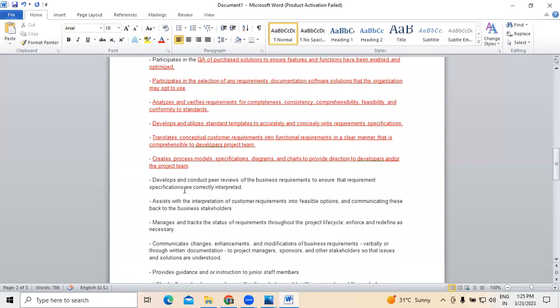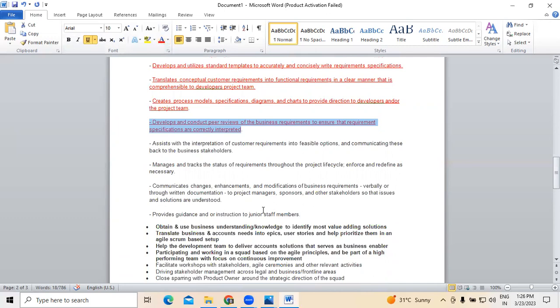Next, develop and conduct peer business requirements reviews to ensure quality. This is also a common point. Of course, I'm just mentioning it because reading all these doesn't have much value. The highlighted points I have to explain, that's my intention behind preparing this video, not to read everything. Whatever is needed, I'll write.